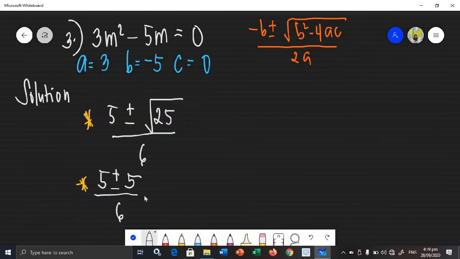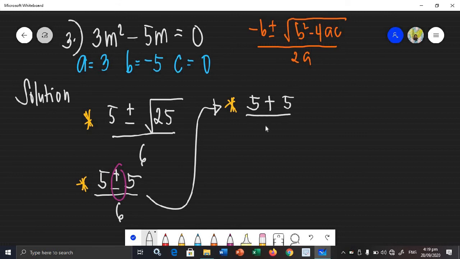So now, we have this one. Kailangan natin hihiwalay yung signs. Okay? And then, we will get 5 plus 5 over 6. The other one will become 5 minus 5 over 6.